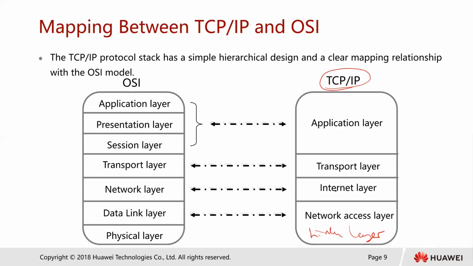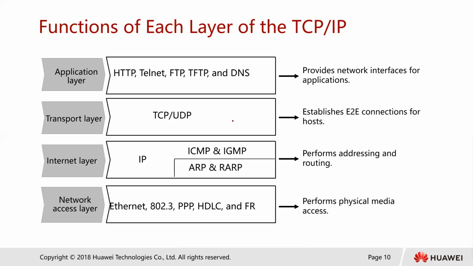So, like I said, some documents have defined it as 5 layers, where the link layer is split into the link layer and the physical layer, equivalent to those layers. So let us look at functions of each layer from the TCP IP. We have the application layer, and we said it provides network interfaces for applications.